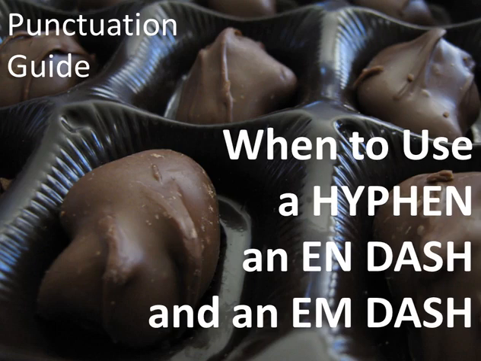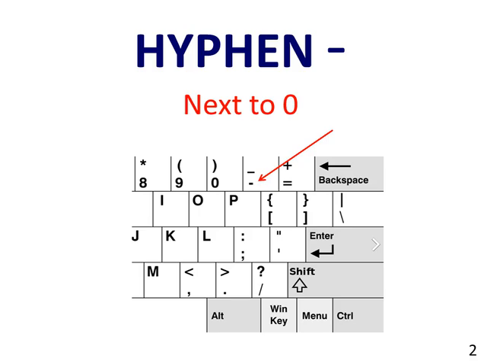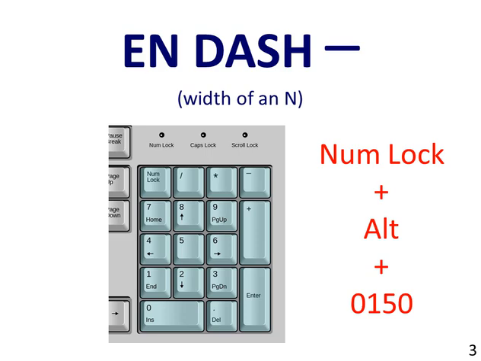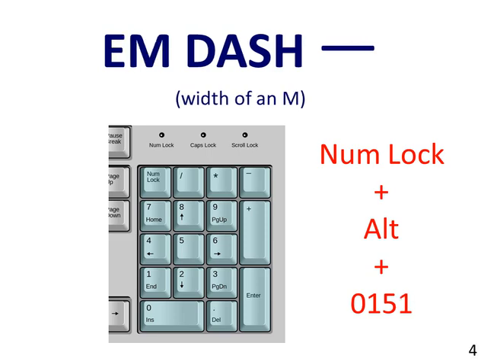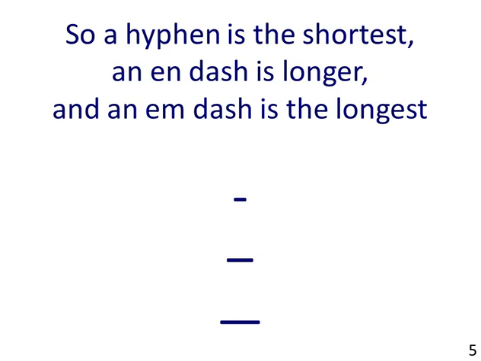When to use a hyphen, an n dash, and an m dash. The hyphen is found next to the 0 on the keyboard. The n dash, width of a letter n, is found by enabling numlock, alt, and typing 0150 on the numeric keypad. The m dash, width of a letter m, is found by enabling numlock, alt, and typing 0151 on the numeric keypad. So a hyphen is the shortest, an n dash is longer, and an m dash is the longest.